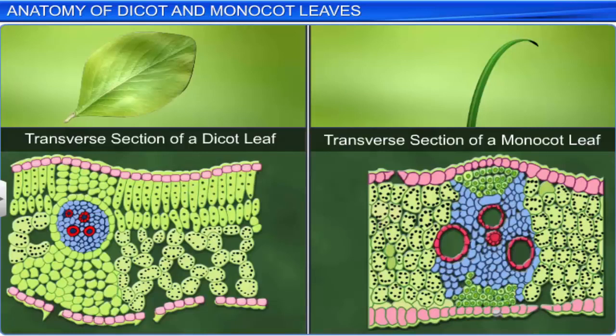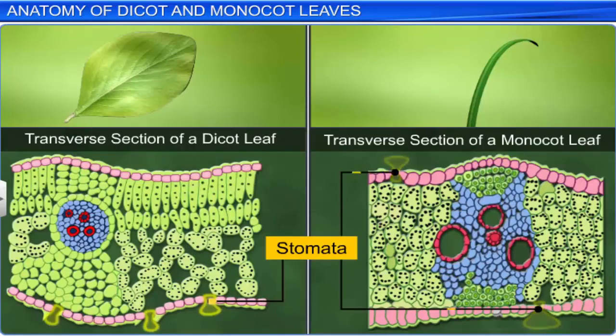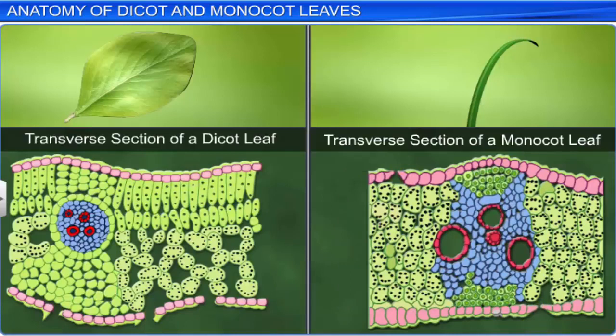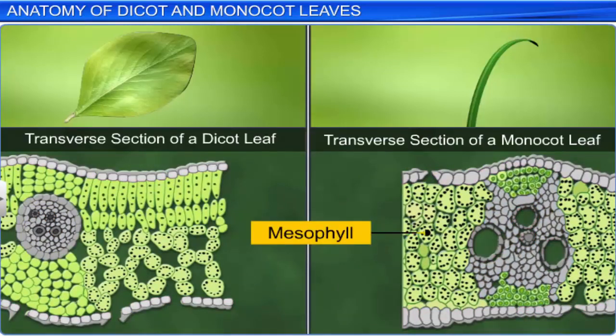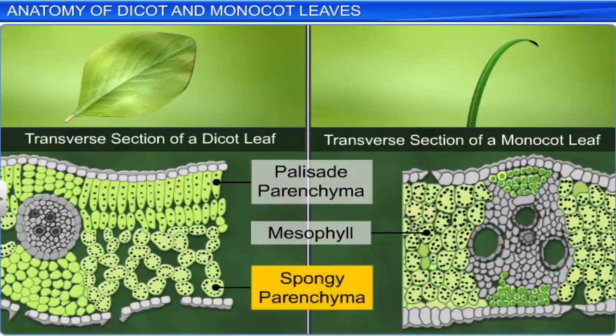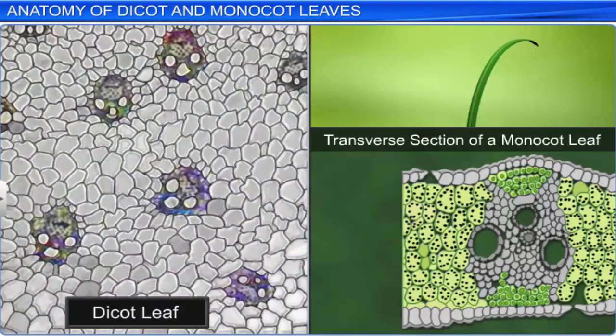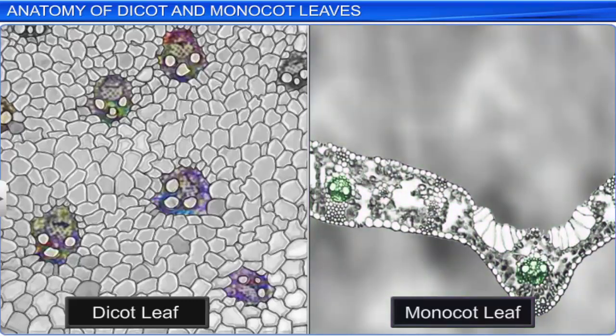Unlike a dicot leaf, where stomata are found in greater numbers in the abaxial epidermis, in a monocot leaf, stomata are present on both surfaces of the epidermis. Moreover, the mesophyll cells are not differentiated as palisade and spongy parenchyma in a monocot leaf. The vascular bundles in a dicot leaf are irregularly scattered due to reticulate venation. In a monocot leaf, however, they are arranged in a parallel manner in the mesophyll due to parallel venation.